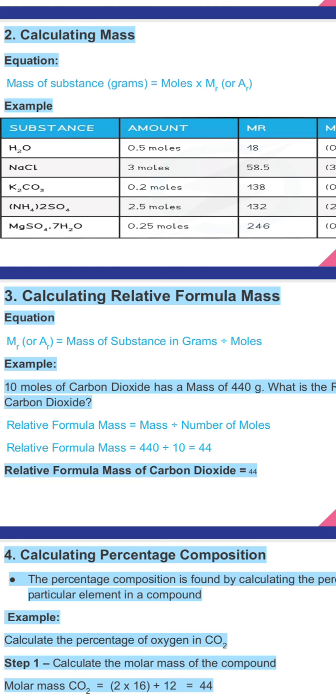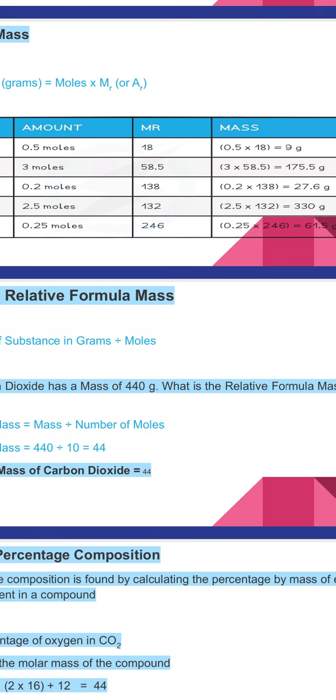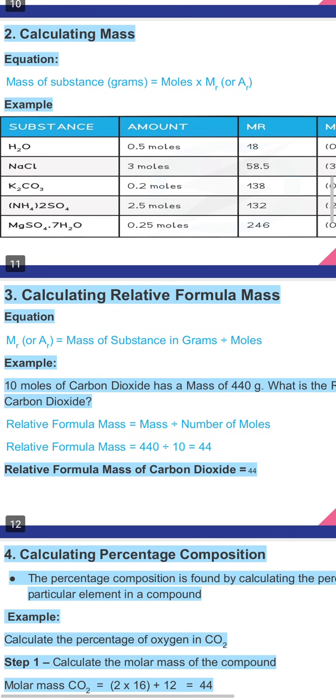Example: 10 moles of carbon dioxide has a mass of 440 gram. What is the relative formula mass of carbon dioxide? So relative formula mass equals mass divided by number of moles. So the mass value is 440 gram. Number of moles is 10. So 440 divided by 10 equals 44. That is the relative formula mass.